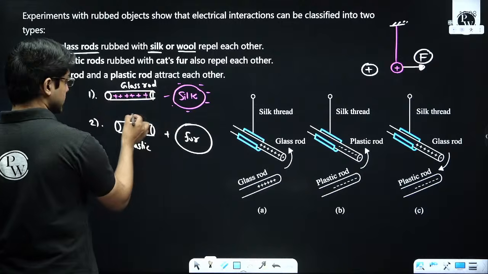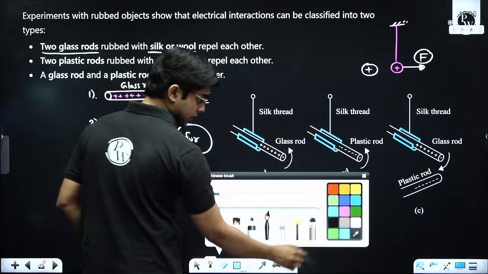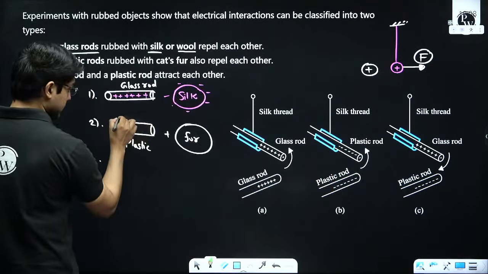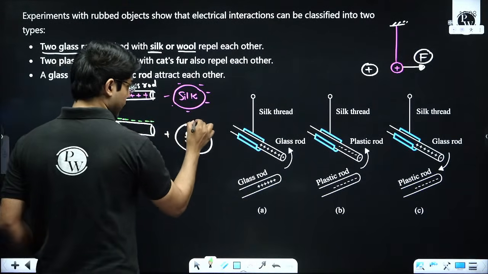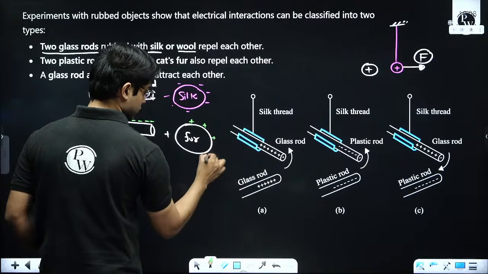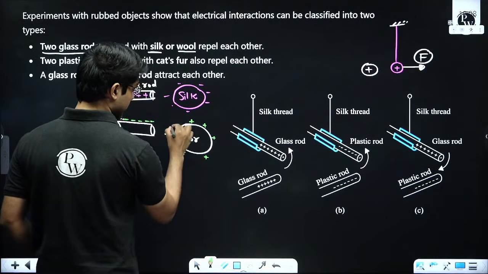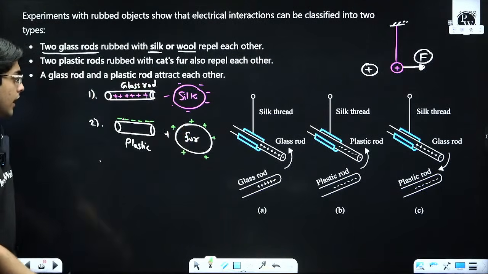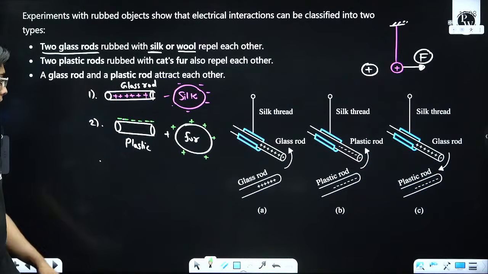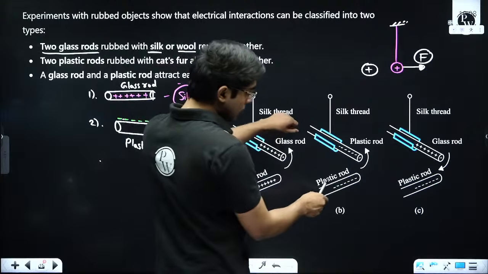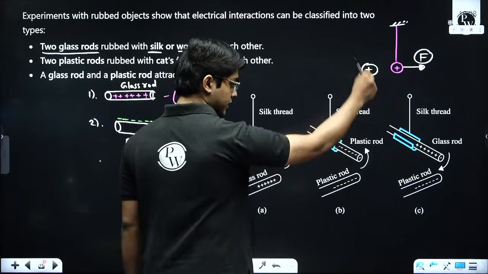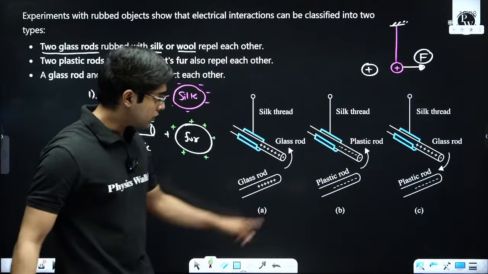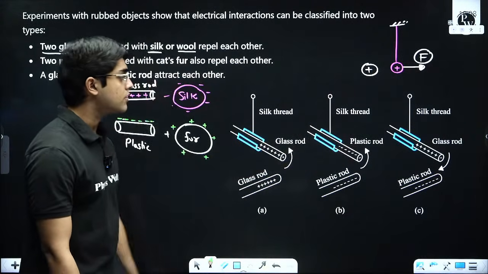The fur loses its electrons to the plastic rod, and hence the plastic rod becomes negatively charged, which means the fur will become positively charged. The one that loses electrons becomes positively charged, and the one that gains electrons becomes negatively charged. Now once again, if you bring two plastic rods close together, negative and negative will repel each other, right? So this rod will also be repelled away.